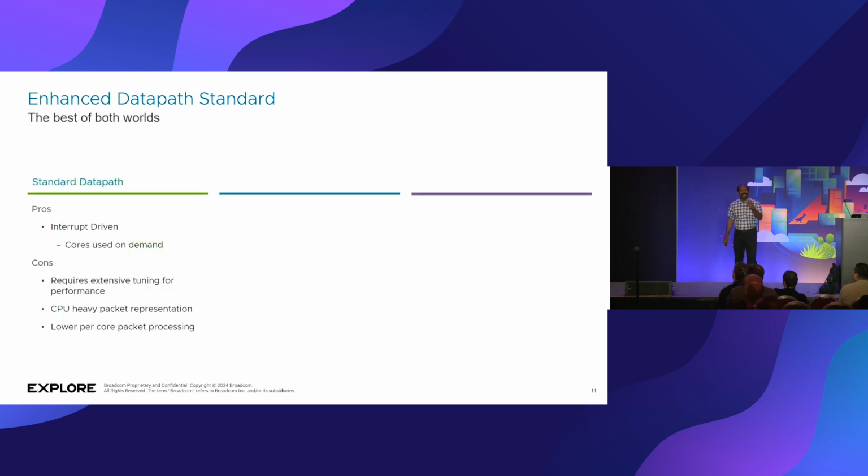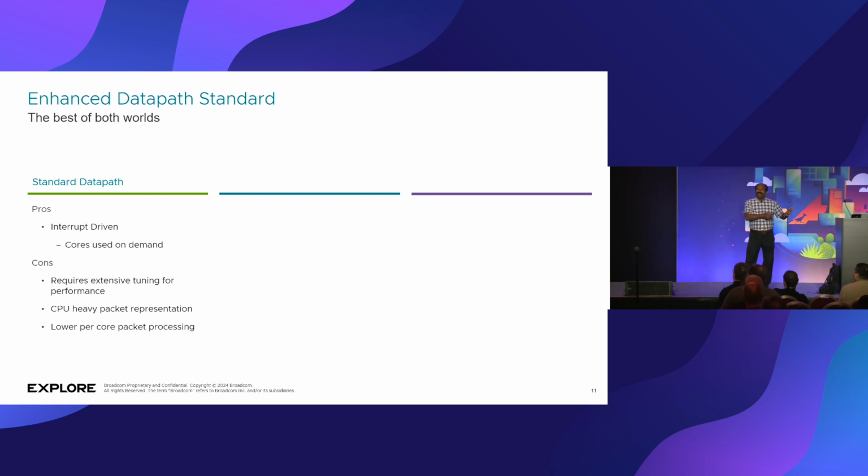Okay, how does it do that? We took the best parts of our current stack. When I say standard data path, all of you who have deployed NSX, if you've not heard of enhanced data path or if you've not clicked on that option, you're on the standard data path. And the way the standard data path works is interrupt driven. That is, cores are allocated when you need them. Otherwise, they are used for the workload. And that's a good thing.